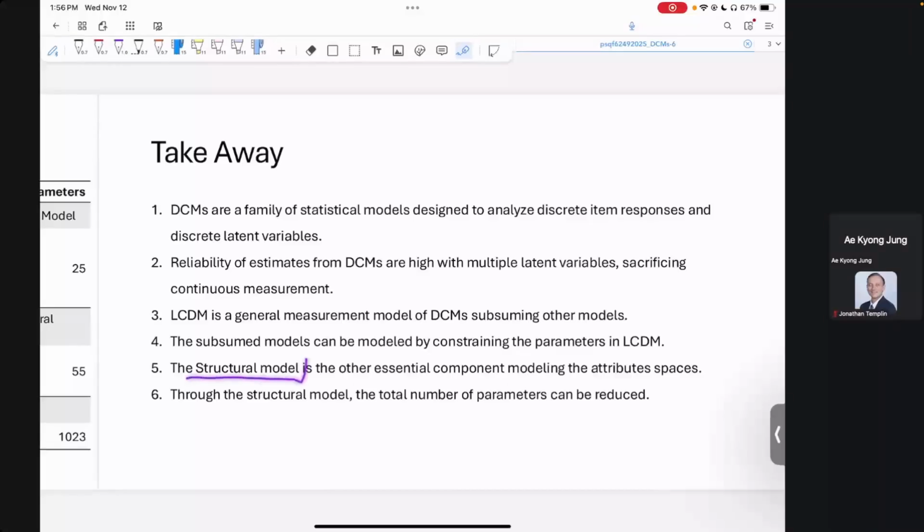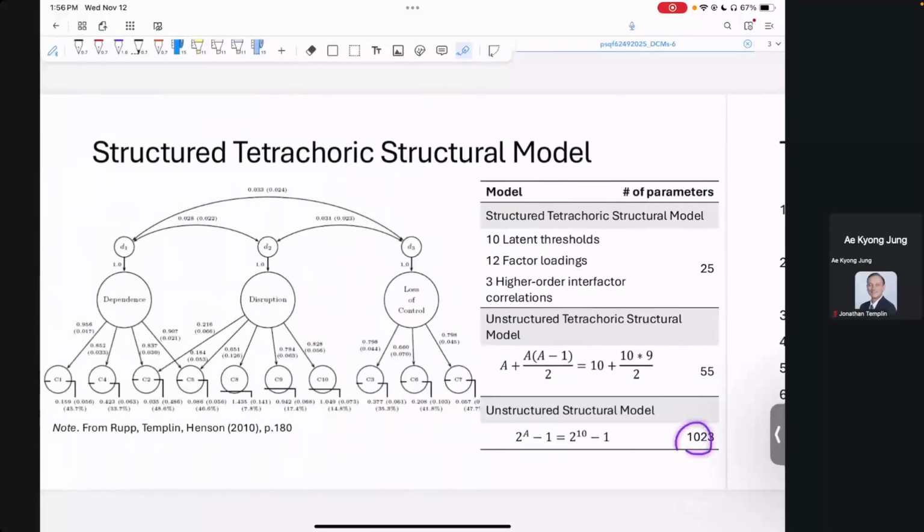And the structure model is an essential component modeling the attribute spaces. So we show the relation between attributes. It was not related to items. And through the structure model, we could reduce the total number of parameters. So it was 1,023 to 25.